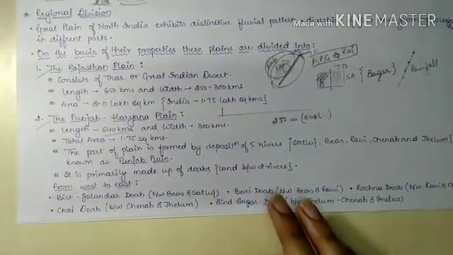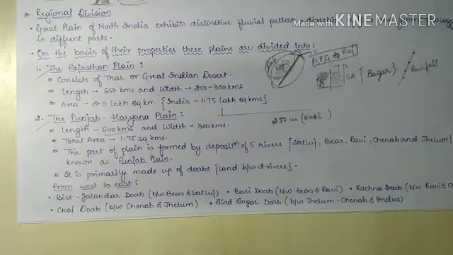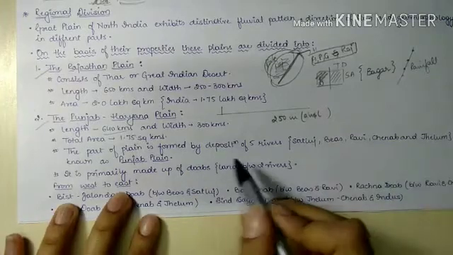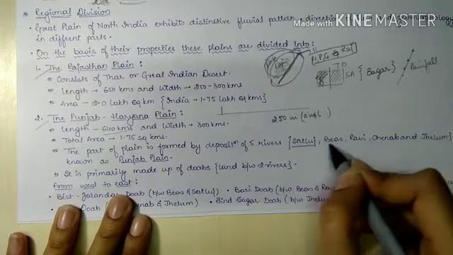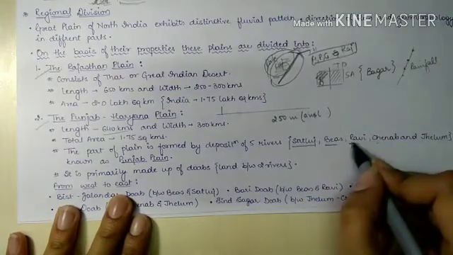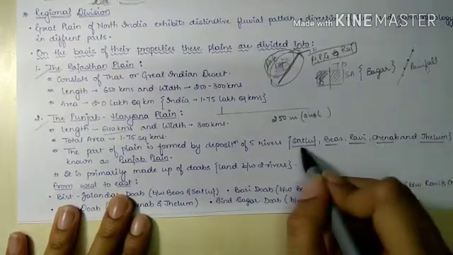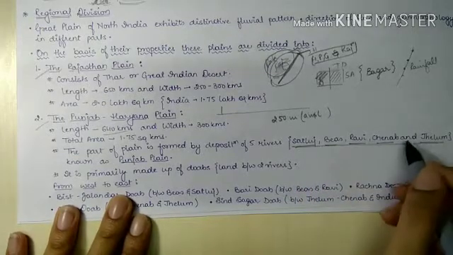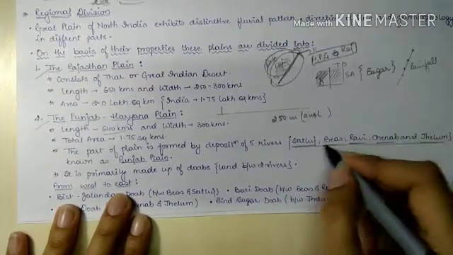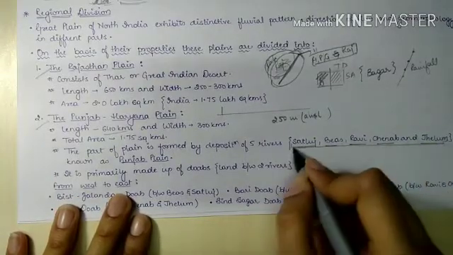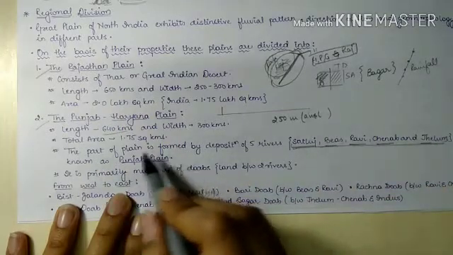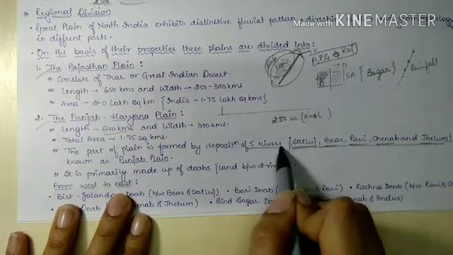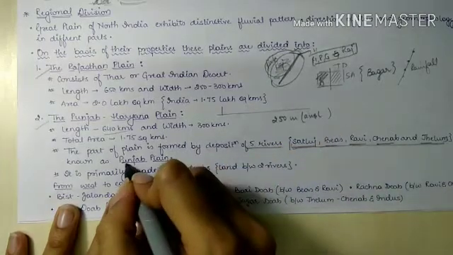Now, this part of the plain is formed as a result of alluvium deposit from 5 rivers. These 5 rivers are Satluj, Beas, Ravi, Chenab, and Jhelum. All these 5 rivers are the tributaries of Indus River. So it is easy to learn them: Satluj, Beas, Ravi, Chenab, Jhelum. And this plain, which is formed by the 5 rivers, is known as Punjab.